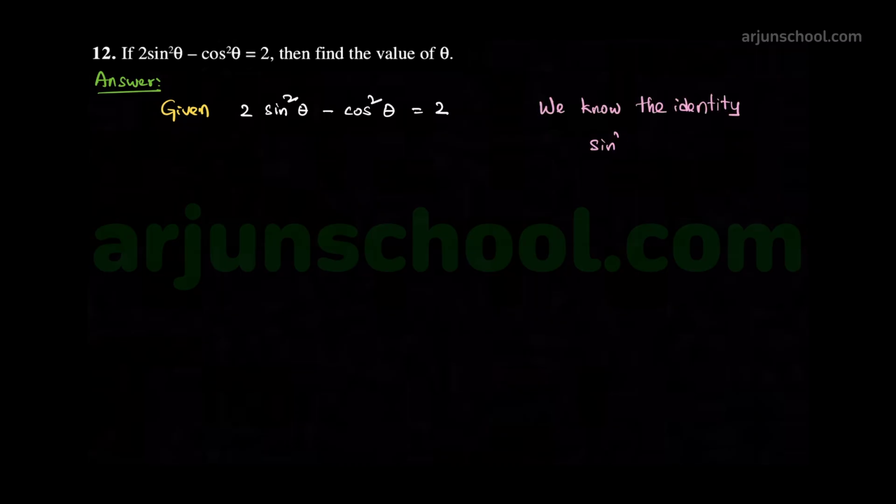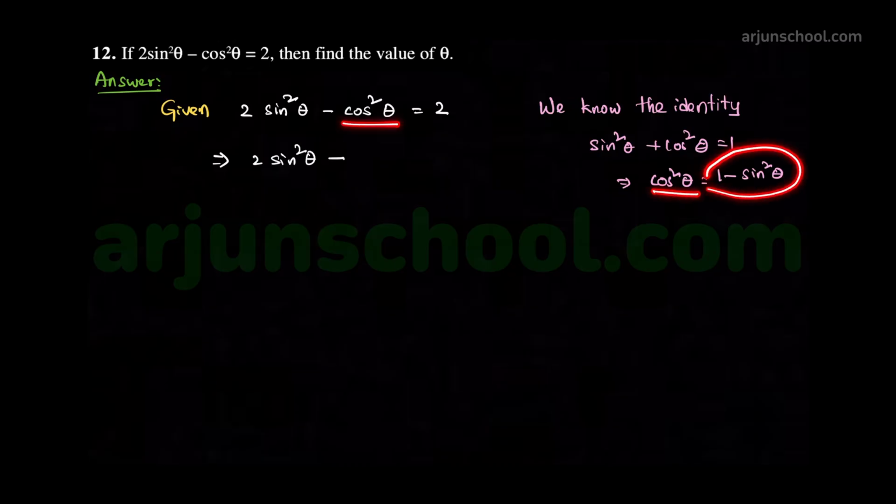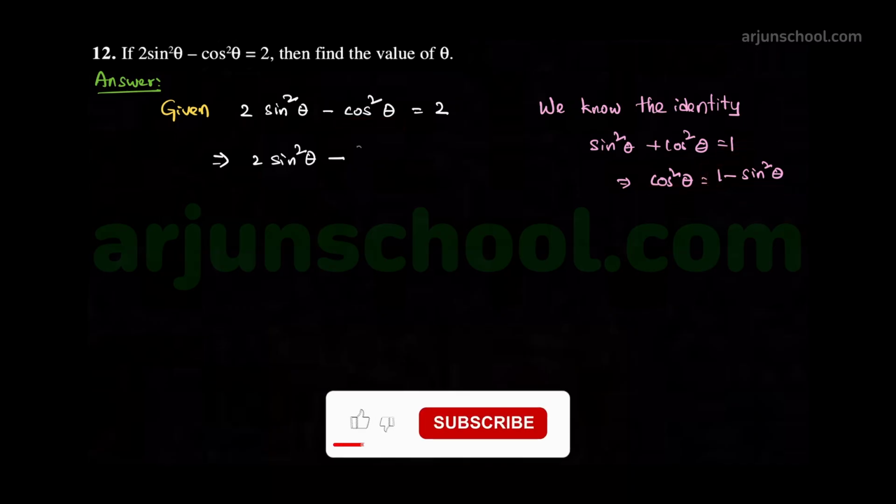We know the identity sin square theta plus cos square theta is equal to 1. That implies cos square theta is equal to 1 minus sin square theta. Now from the given equation, 2 sin square theta minus, let us write cos square theta as 1 minus sin square theta, 1 minus sin square theta is equal to 2.